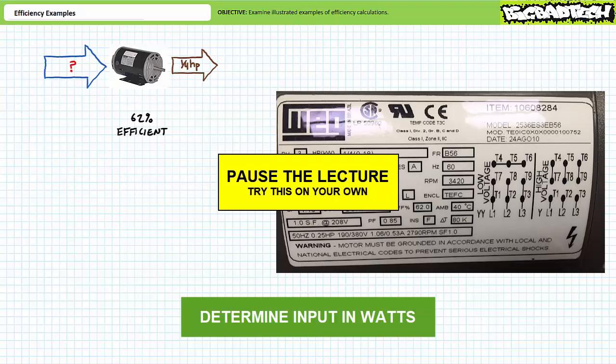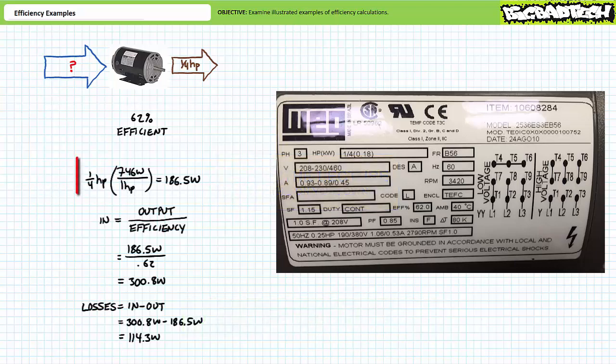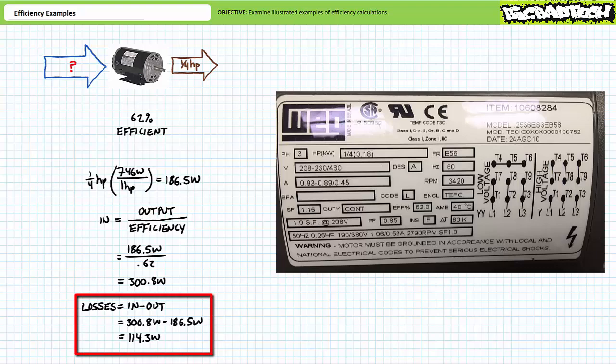If you're tracking, you should have obtained the following results. First, we need to convert power output from units of horsepower to units of watts. Given 1 horsepower is equal to 746 watts, a unit conversion demonstrates 1/4 horsepower is equivalent to 186.5 watts. You'll note the nameplate specifies this value in parentheses, where 0.18 kilowatts is roughly equivalent to 186.5 watts. Input is output over efficiency. 186.5 watts over 0.62 yields a required input of roughly 300.8 watts, meaning 114 watts is directed towards losses, which might take the form of heat or vibration.